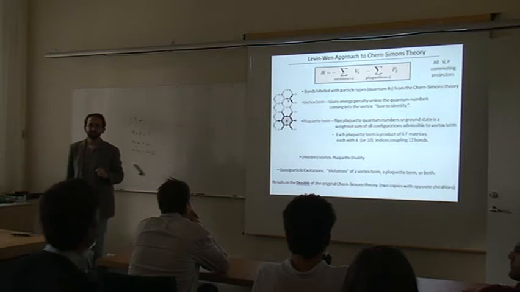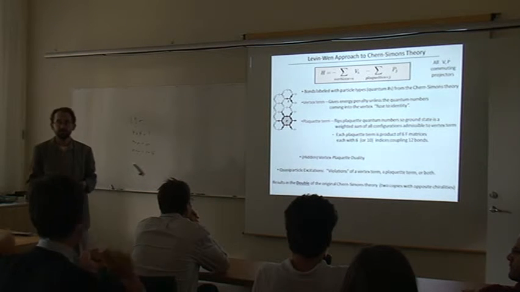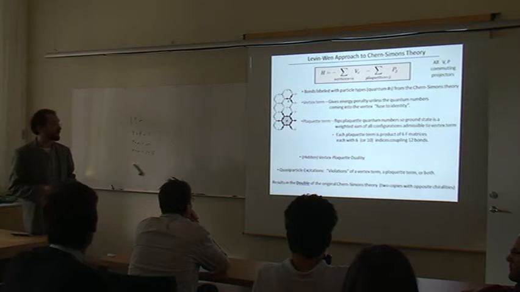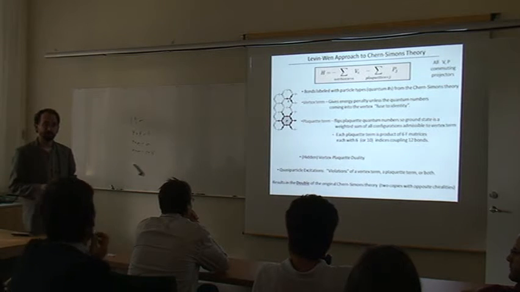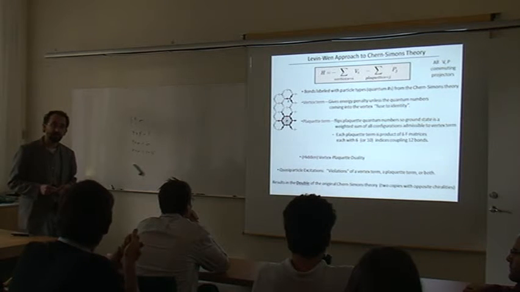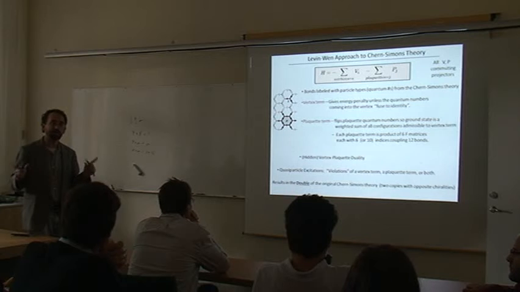So the labeling of the quasi-particles is by two times the particle index? Yes, two copies of the particle index. And that's completely free, or is it restricted somehow? Those are completely free. Two non-interacting copies.